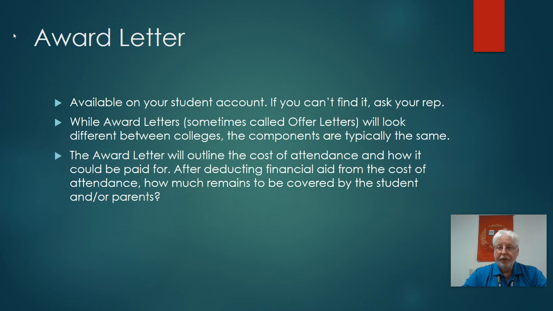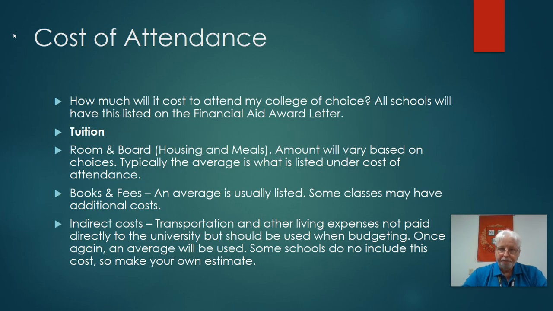While they may look a little bit different between schools, if you have a couple of colleges that you're looking at or more, they basically contain all the same information, starting with the cost of attendance, what it's going to cost to go to school there, and how you might be able to pay for that. So after you've deducted all your free financial aid from the cost of attendance, what's left, and how you're going to pay for the rest of your college for the next 4 years.